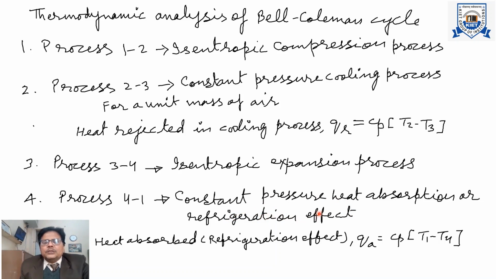So this is the constant pressure heat absorption, or we can say during this process the refrigeration effect is achieved. So the heat absorbed we can calculate as QA equals Cp (T1 minus T4) kilojoule per kilogram.